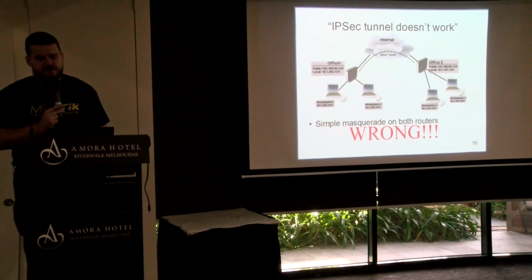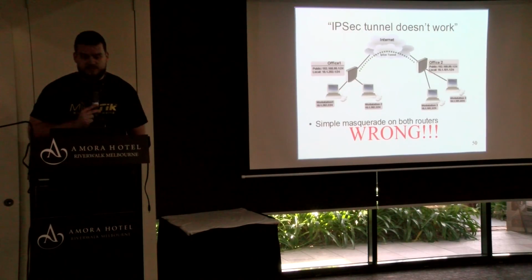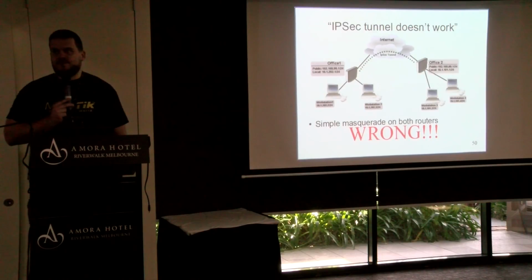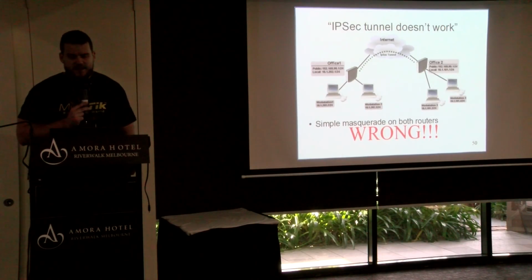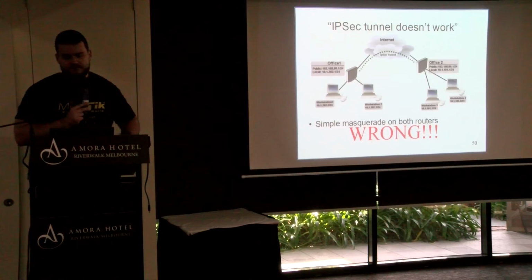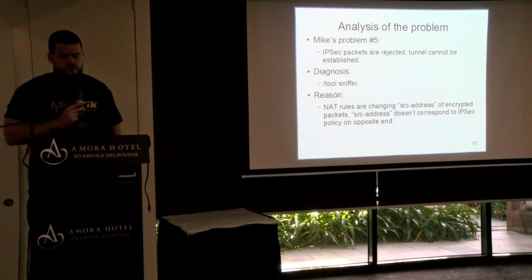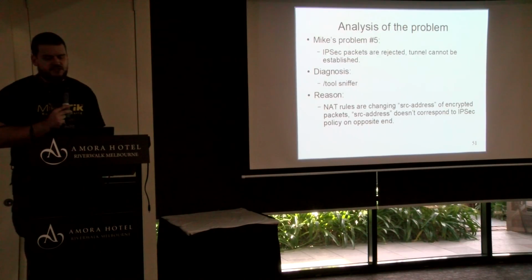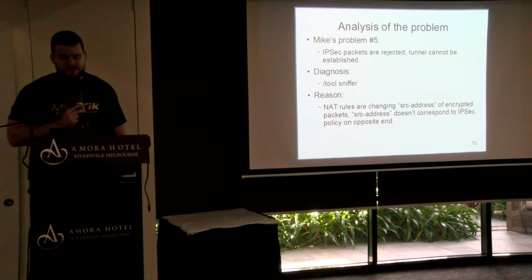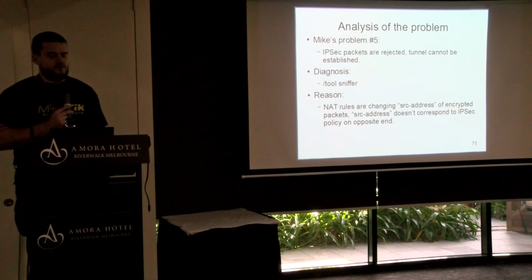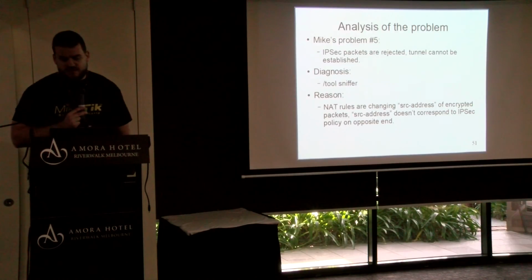He creates an IPsec tunnel. But the problem is he's using masquerade on both ends, and that tunnel doesn't work. The reason is very simple. His NAT rules are changing the source address of encrypted packets, so the source address doesn't correspond to the IPsec policy on the opposite end and is discarded as a result.